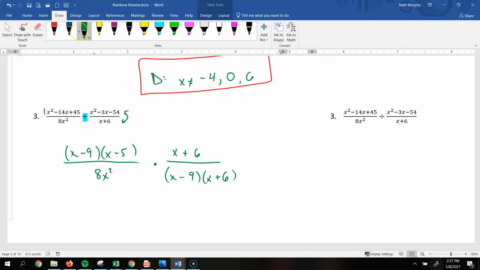So before we do anything else, I'm going to find what restrictions we may have in the domain. And if I set this factor equal to 0, I would just get 0.